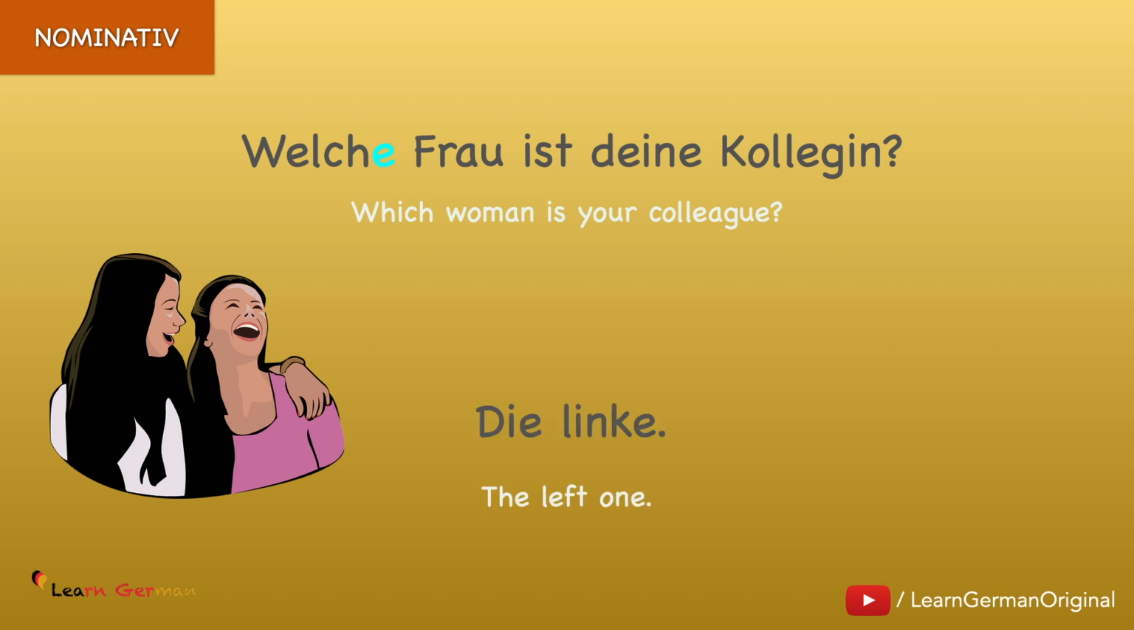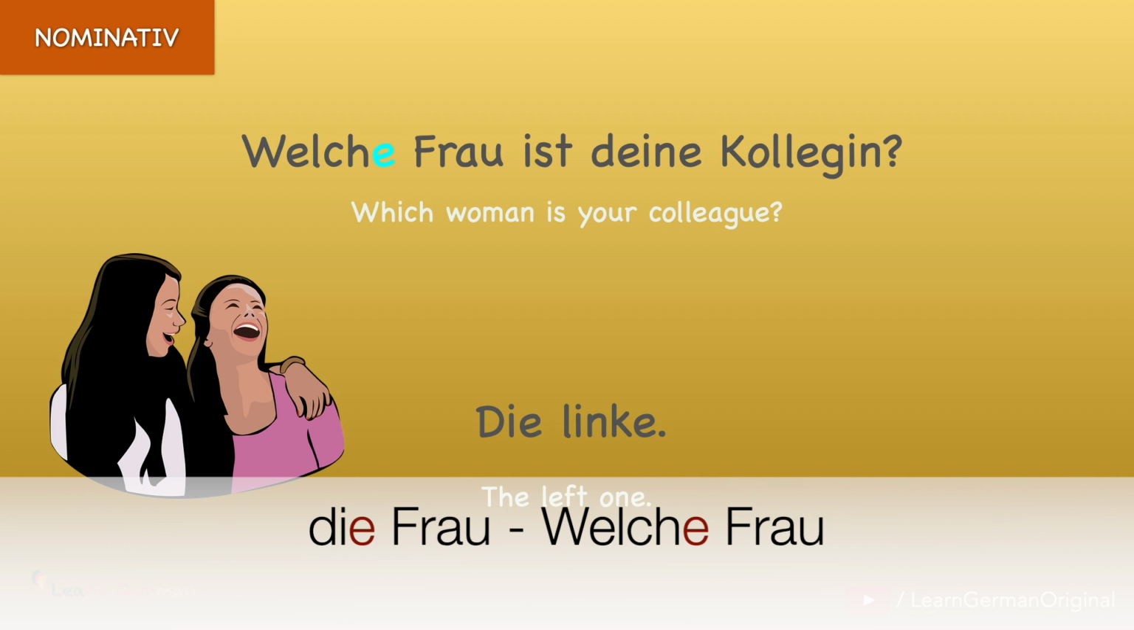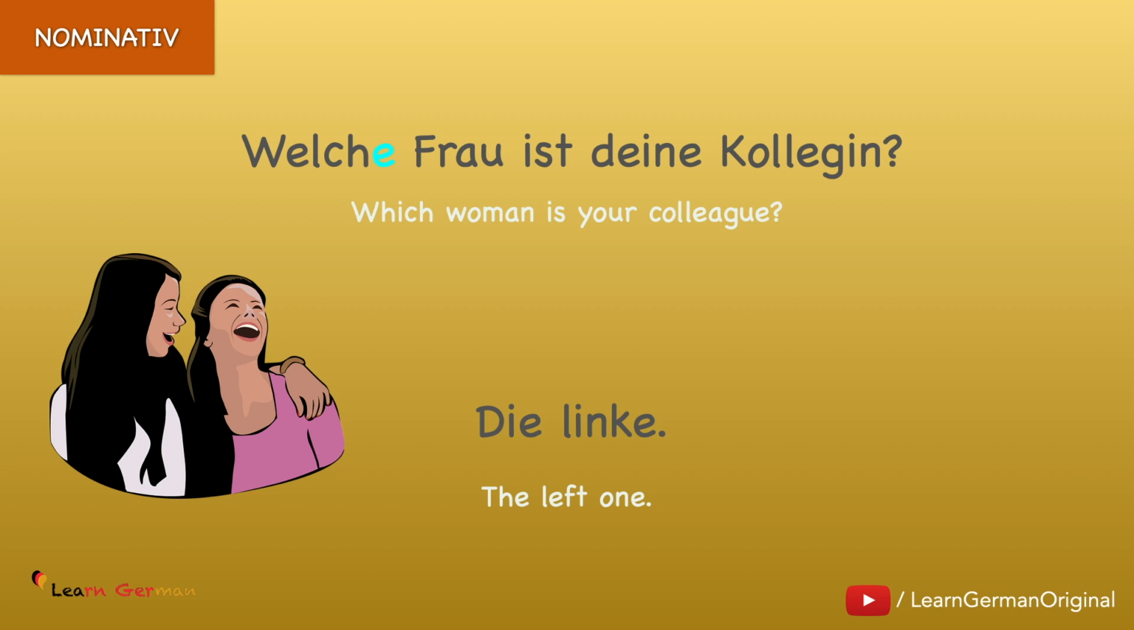Welche Frau ist deine Kollegin? The article for Frau is die. In this case, welche takes only the E from die. And here's the answer. Die Linke. Do remember that we are talking about here something particular. That means you will only use the bestimmte article.